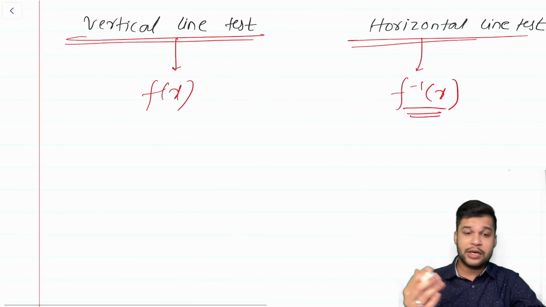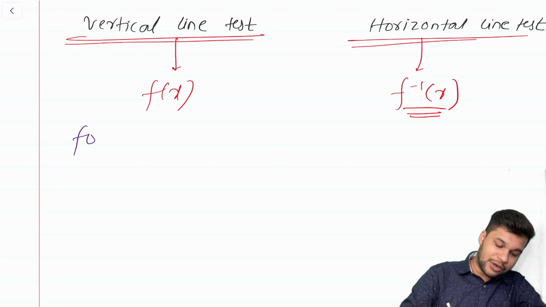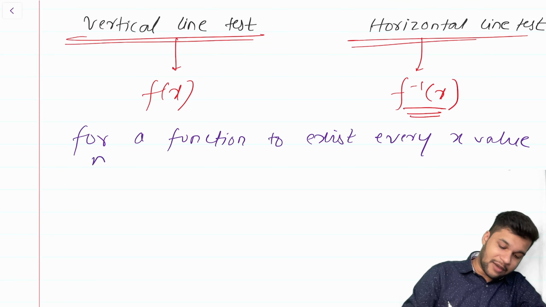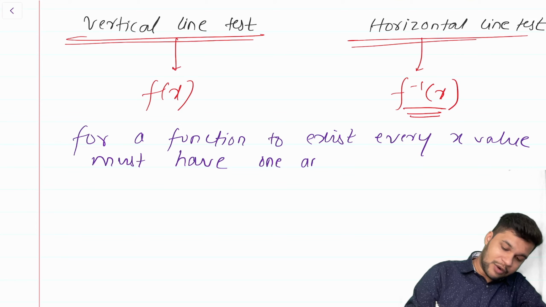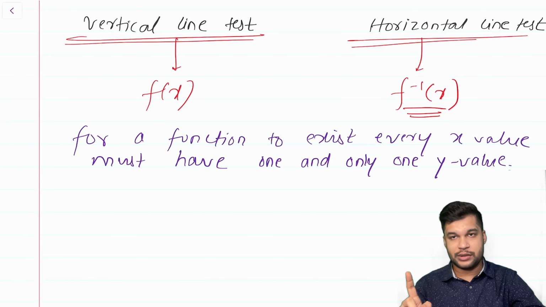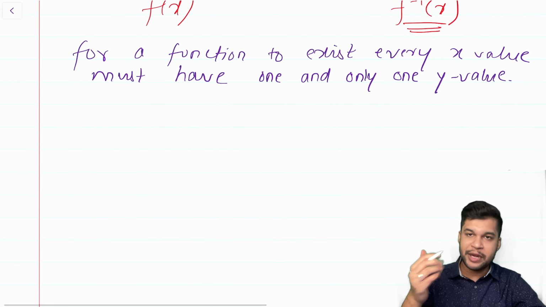The one thing that you learned from here was, for a function to exist, every x value must have one and only one y value, which means for every input there should be one and only one output. It means it is a one-to-one function. What are one-to-one, many-to-one functions?